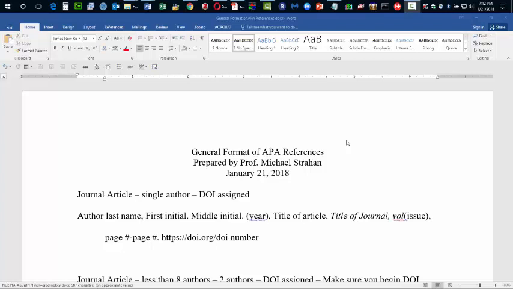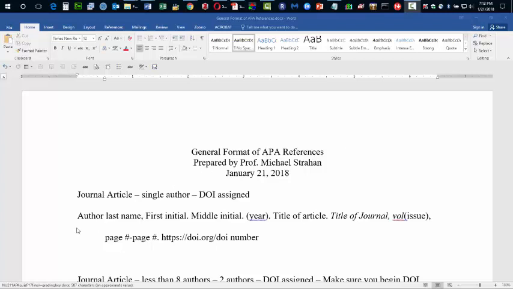The first thing we're going to look at is a journal article authored by one individual where the DOI is assigned. The DOI is a digital object identifier. It's a unique number assigned to articles. However, only participating publishers will assign a DOI. There are also publishers out there that do not participate in a DOI initiative. Those publishers' articles would not have a DOI, and what you would do instead is provide the journal homepage web address. So looking at the first example here, we have a single author.